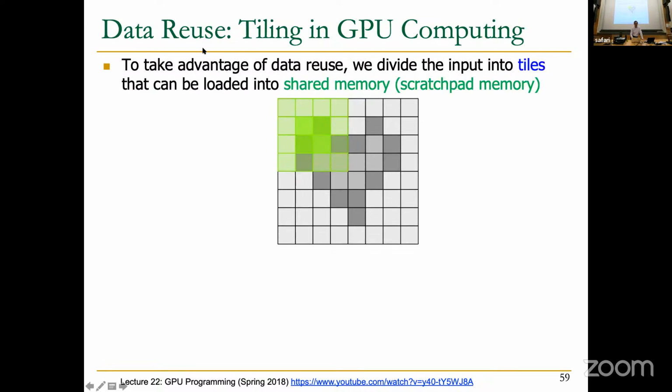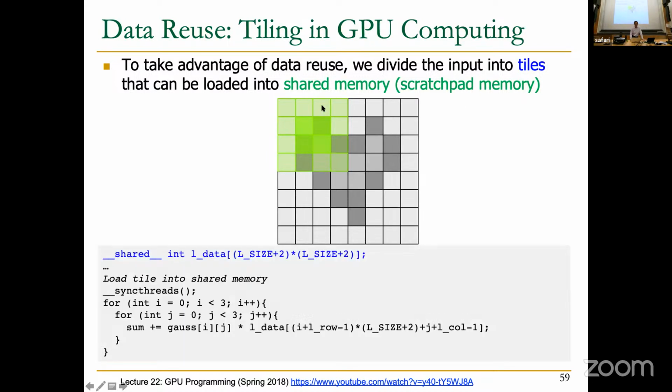So basically, to take advantage of data reuse, you divide the inputs into tiles that can be loaded into scratchpad memory in GPUs, but it could be a cache also in a CPU or even a GPU. And tiling is basically dividing this entire, let's say, matrix into smaller chunks, where the size of the smaller chunks is smaller than the size of the scratchpad or the cache.